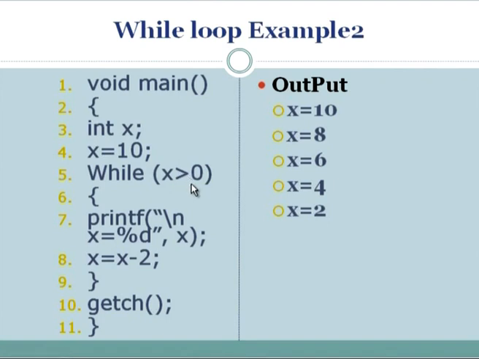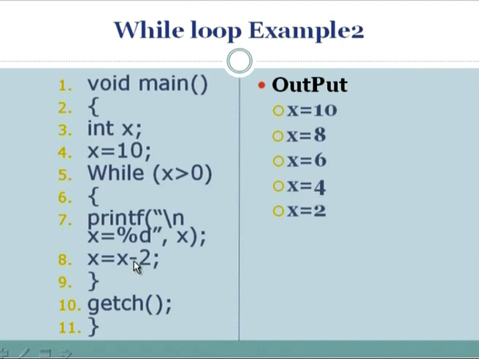In this case the value of x is 6 and 6 is greater than 0, therefore control will move inside the body of loop and thus printf will display the current value of x, that is 6. Then at line number 8, the value of x will be decreased by 2, new value of x will become 4 and thus control will jump again to the loop condition. X is greater than 0, the value of x is 4 and 4 is greater than 0, therefore loop body will be executed and the current value of x, that is 4, will be displayed.